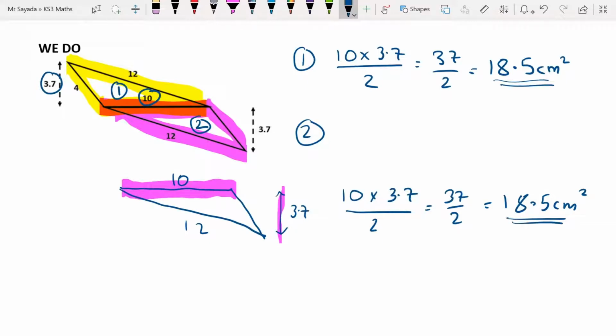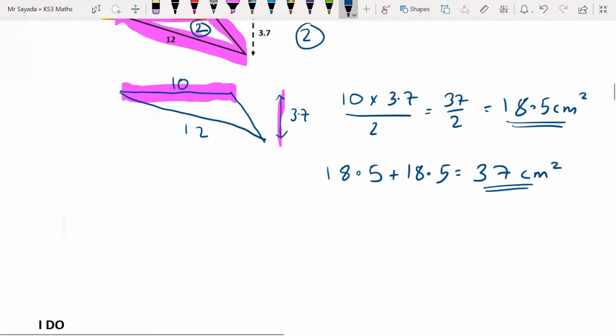How do I find the area of the whole compound shape? Say your answer to the video. I add those areas together. So 18.5 plus 18.5 equals 37 centimeters squared. Well done if you got that right completely by yourself.